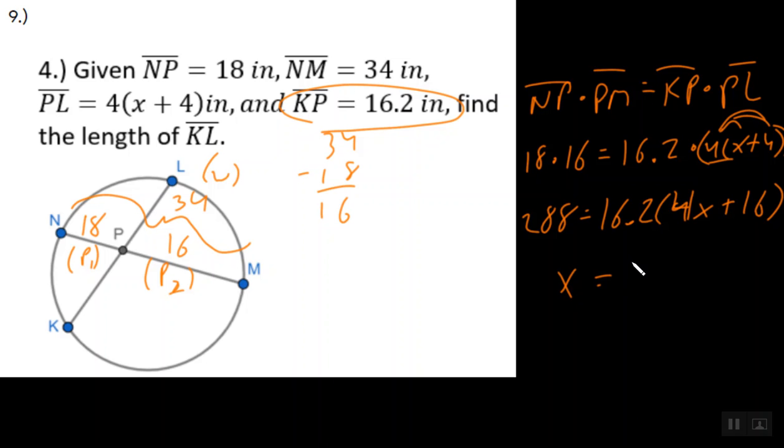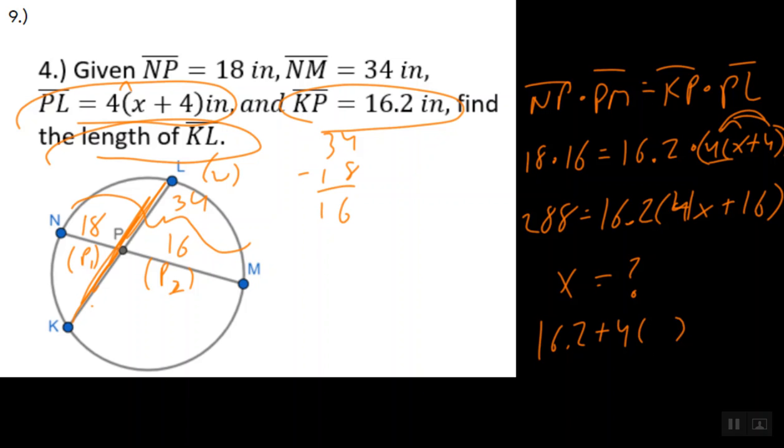Once you find out what x is equal to, notice this question asks you to find the length of KL. KL is this other whole segment. So you're going to have to take KP, 16.2 plus, and over here, since PL is 4x plus 4, let's just distribute that. 4 times x is plus 4x, and 4 times 4 is plus 16. If you plug in your answer for x into that right there, you will get the length of KL.